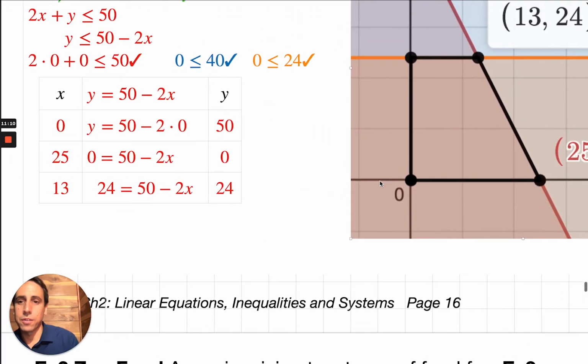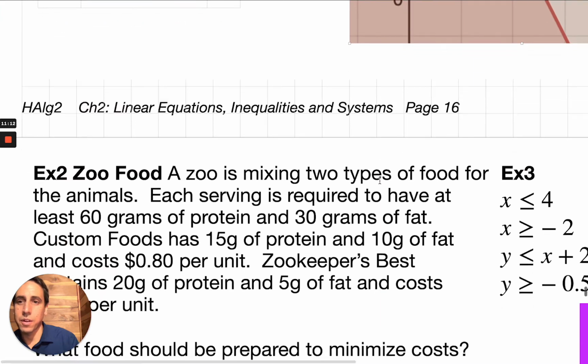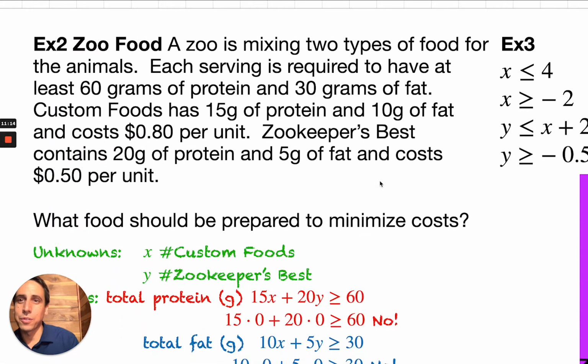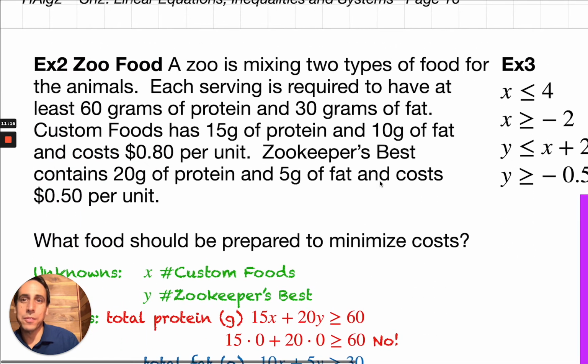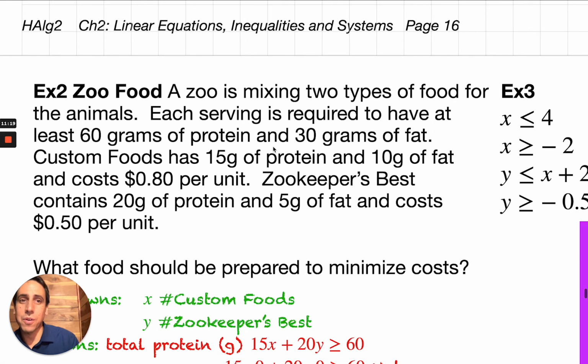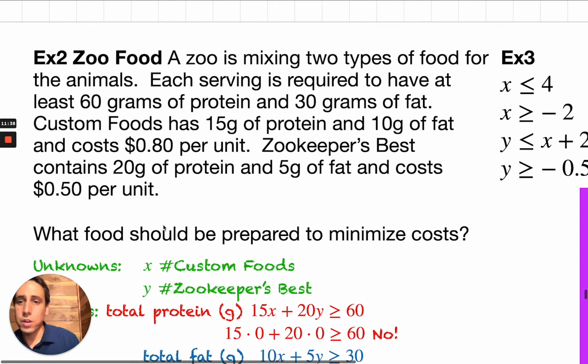I wanted to say right now that we're going to do some zoo food. Example 2, zoo food. The zoo is mixing 2 types of food for the animals. Each serving is required to have at least, that sounds like an inequality, a total of 60 grams protein and 30 grams of fat. Custom Foods has 15 grams of protein and 10 grams of fat. Cost that amount. Zookeeper's Best contains this amount of protein, this amount of fat, and this price. So, what food should be prepared to minimize the costs?